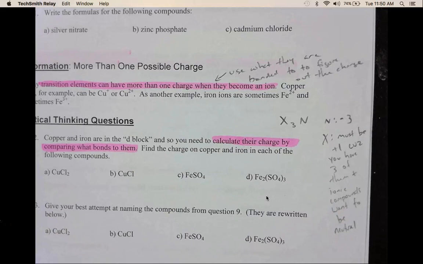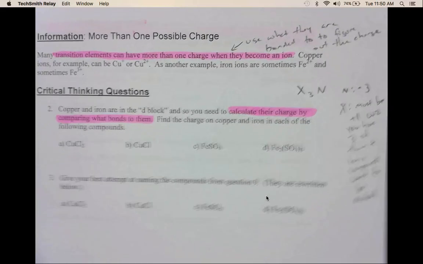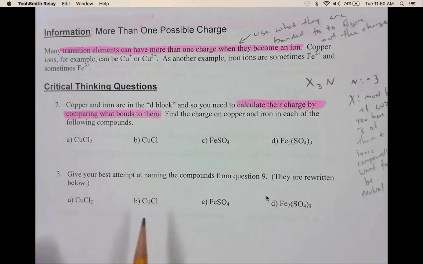Remember, we're still following ionic compound rules, so the positive ion needs to come first, and the charge still needs to be neutral. Question 3. Question 3 is a little tricky, even though the two forms of copper chloride are different. Try to think about their names. Same with the iron sulfate. Is there any difference between the names?